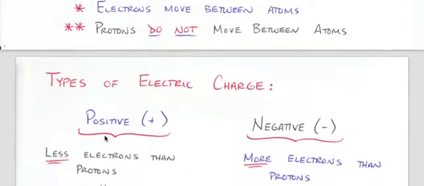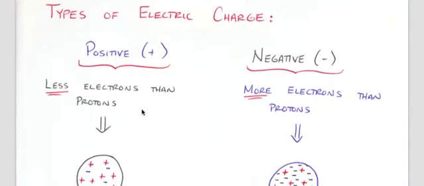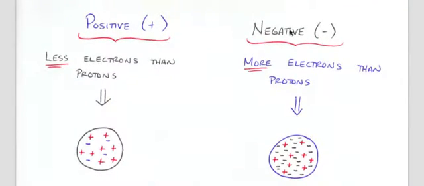Bearing that in mind, let's take a look now at the types of electric charge. There are only two types that we discuss, and that would be the positive and negative charge. Positive, if you have fewer electrons than protons, such as in this case, or a negatively charged object is one that has more electrons than protons. So if you want to know whether an object is positively or negatively charged, simply look at how many protons and how many electrons it has. Whichever it has more of, that will be the dominant charge.